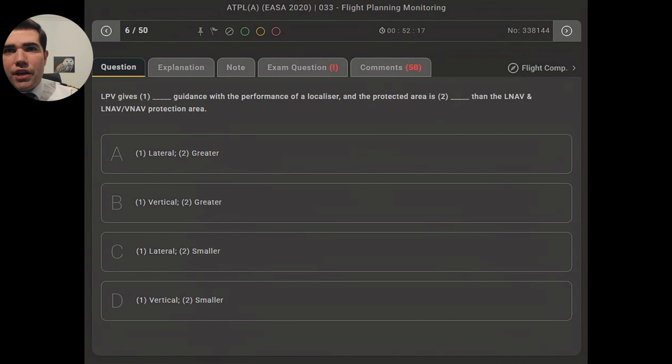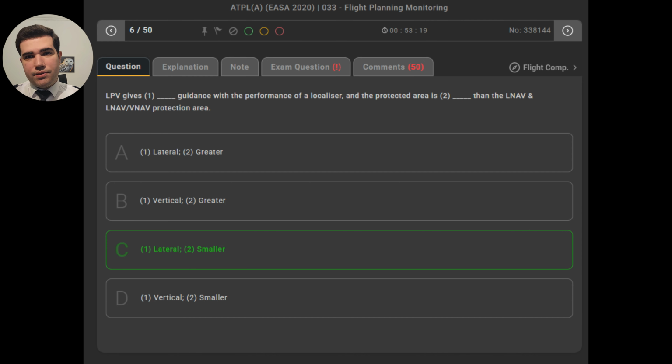For our third question, LPV gives guidance with the performance of a localizer, and the protected area is smaller than the LNAV/VNAV protection area. So LPV is a GPS-based approach, basically considered a non-precision approach. It says with the performance of a localizer, so we can understand that they're talking about the lateral performance, because the localizer, as we know, is for lateral navigation, and LPV, as I know, has the smaller protected area, so the answer will be lateral and smaller.